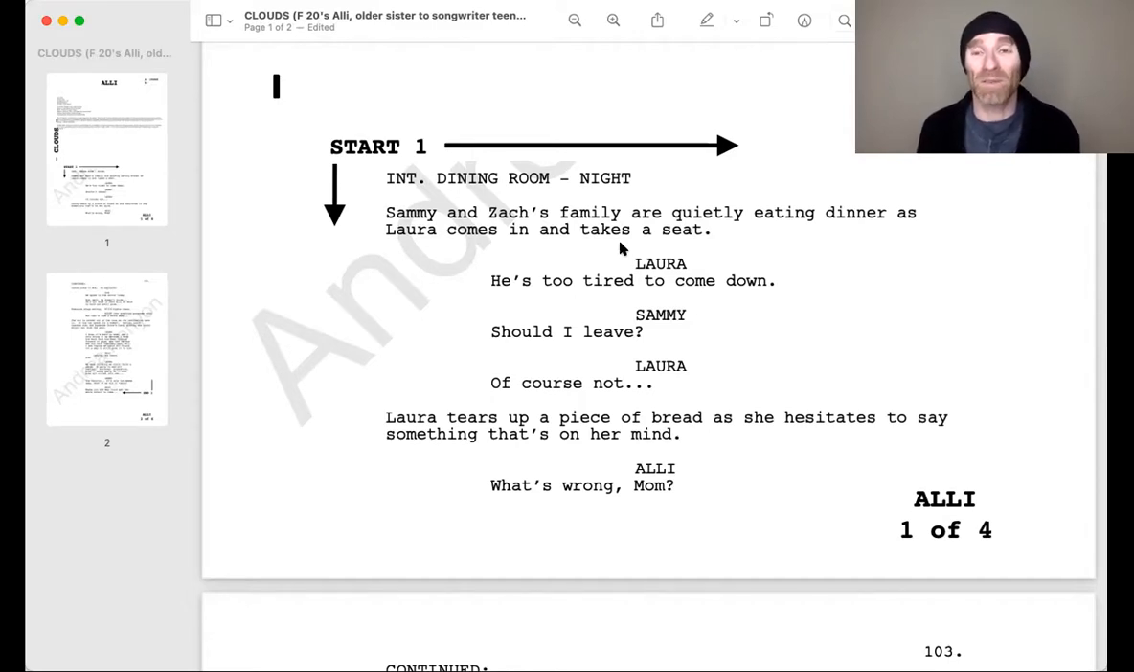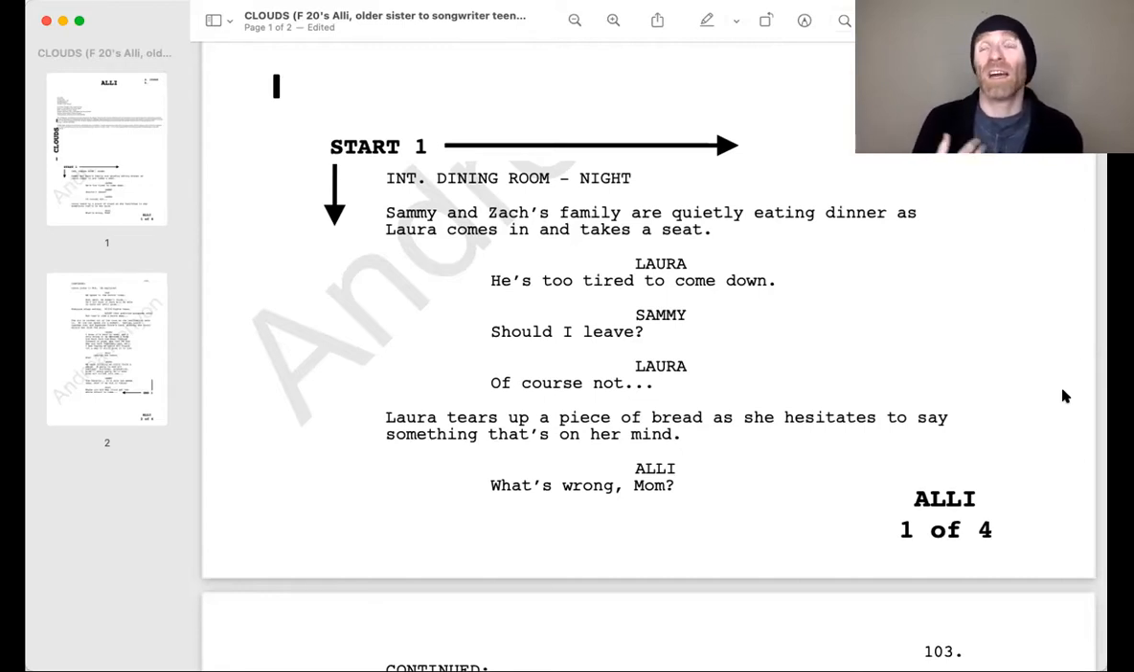He's too tired to come down, right? So it's not just the line at the beginning, there's that moment before. And Laura, of course, at this point already has this information that her son might not live until the end of the month. So in this scene, if you're reading the character of Laura, then you're figuring out how to deliver this information.